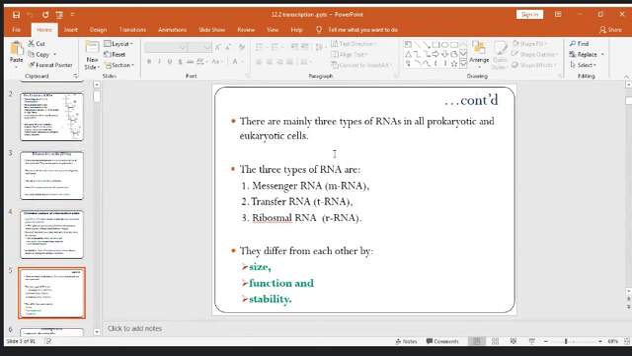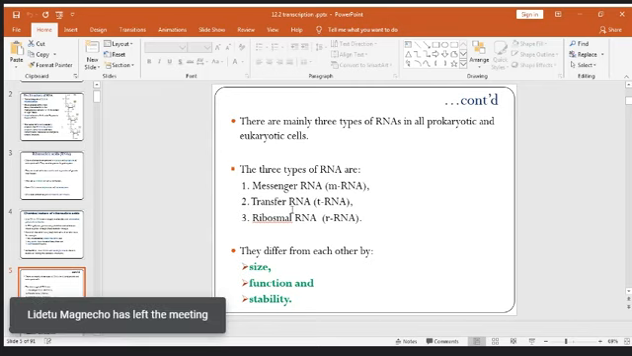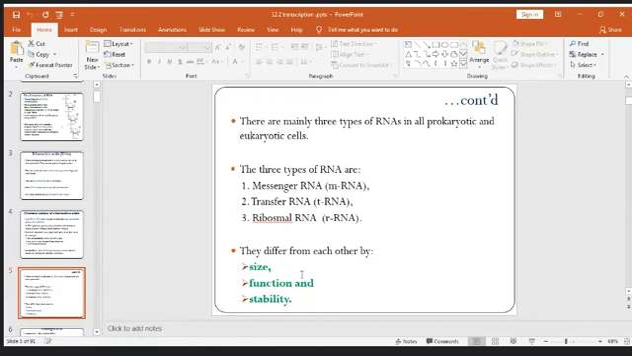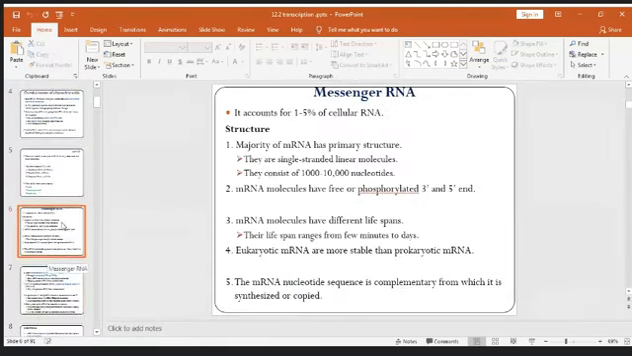There are mainly 3 types of RNAs in all prokaryotic and eukaryotic cells: messenger RNA, transfer RNA, and ribosomal RNA. Those 3 types differ from each other: the first in size, the second in function, and the third in terms of stability. When you look at messenger RNA, it accounts for 1 up to 5% of the total cellular RNA.